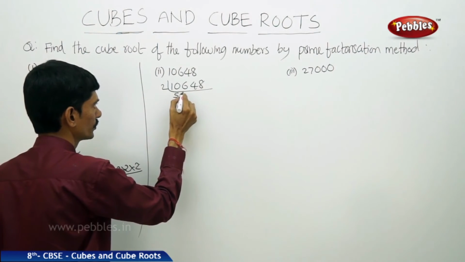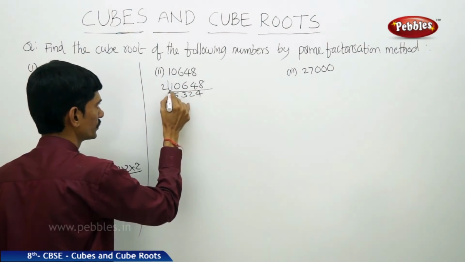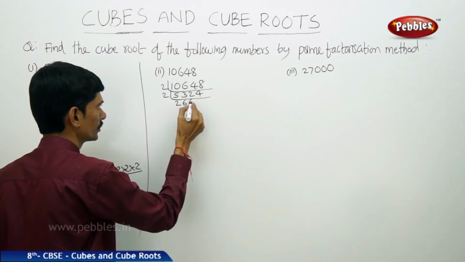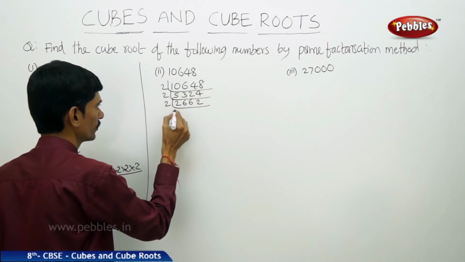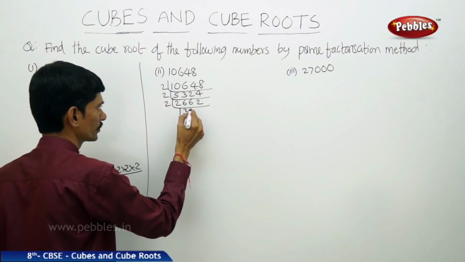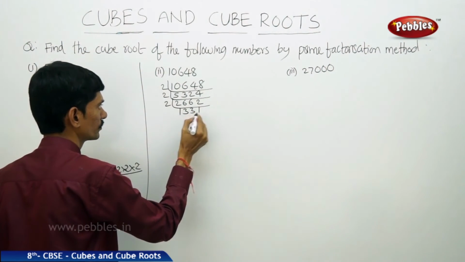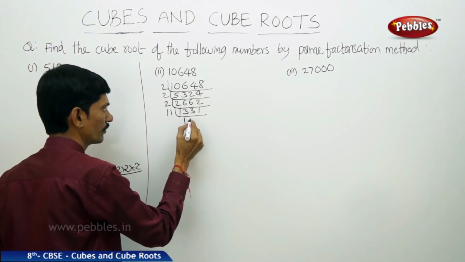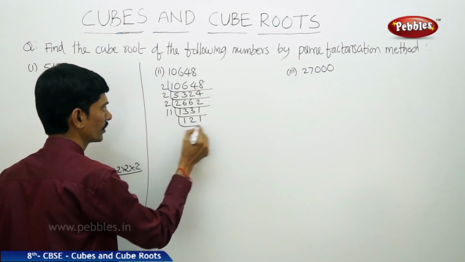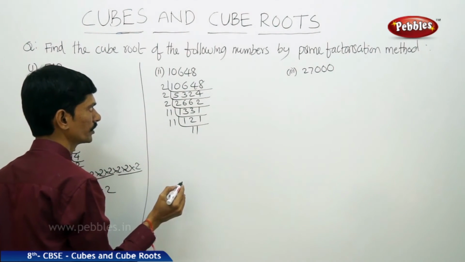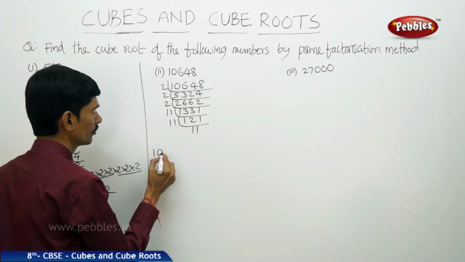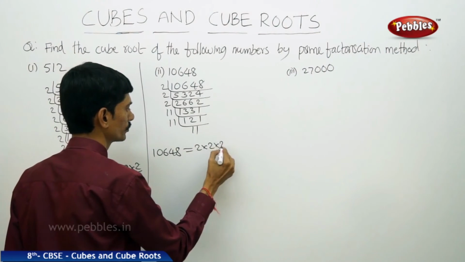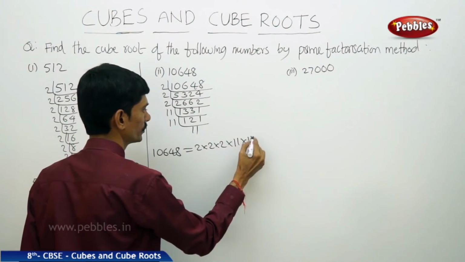2 5s are 10, 2 3s are 6, 2 2s are 4, 2 4s are 8. Again 2 table: 2 2s are 4, 2 6s are 12, 2 1s are 2, 2 3s are 6. Now you can take 11 table: 11 1s are 11, 11 2s are 22, 11 1s are 11. Again 11 11s are 121. Now 10,648 equals 2 into 2 into 2 into 11 into 11 into 11.